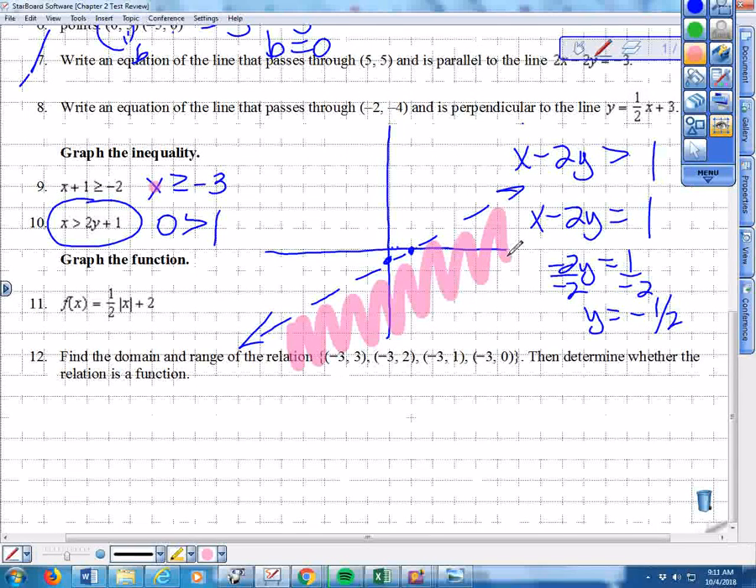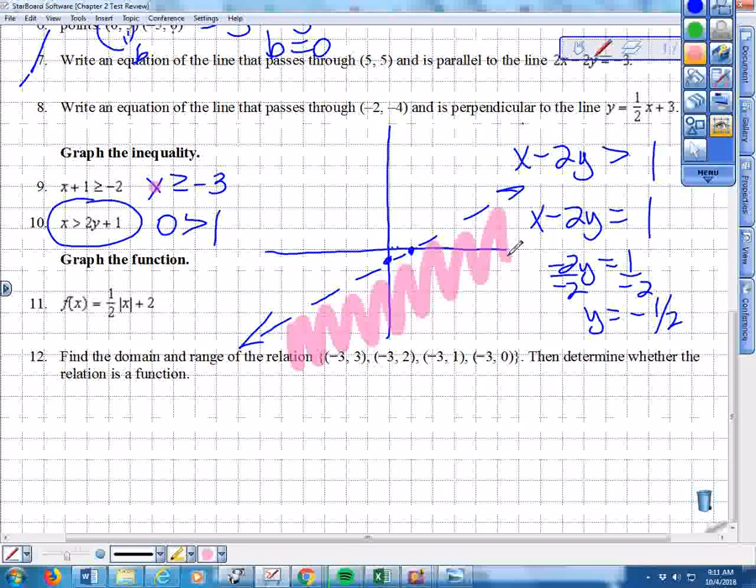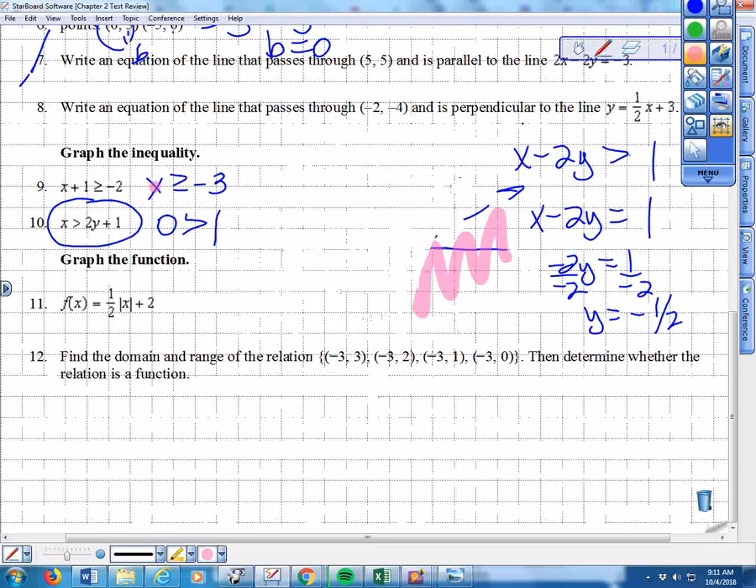Everybody following how to graph inequalities? Yes. You say that now. Yeah. You see, it's easy when you do it.